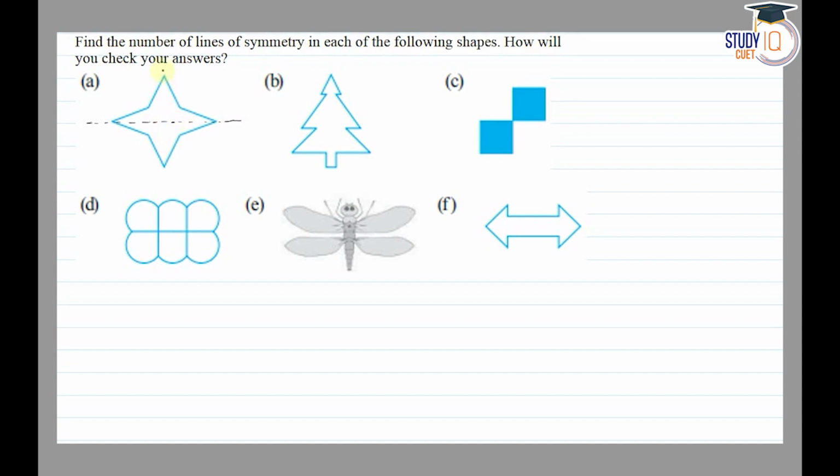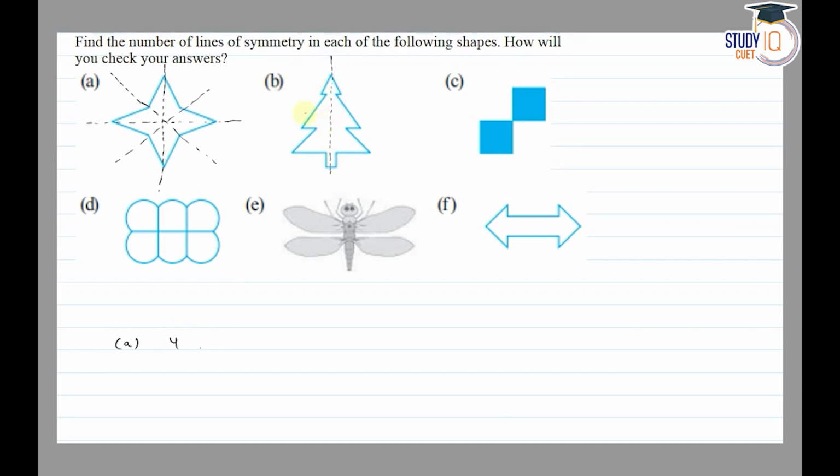So same here, the vertical line is also a line of symmetry, and this figure is also symmetric about this line and this line. So in part A, 4 lines of symmetry.